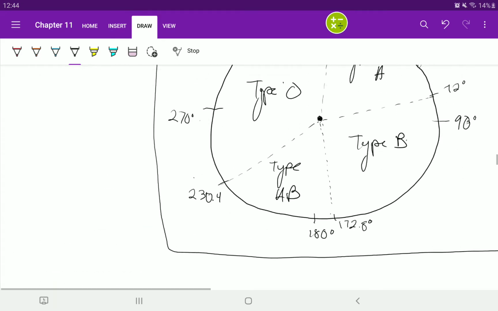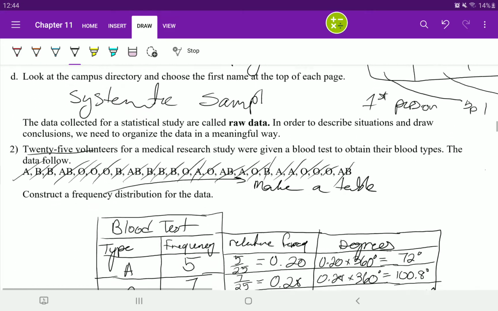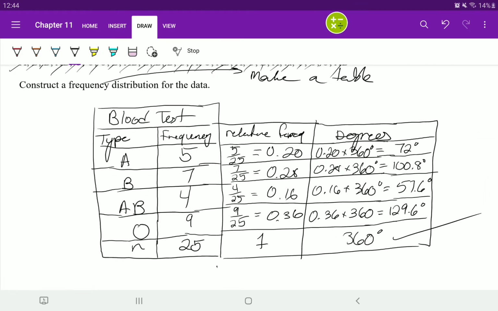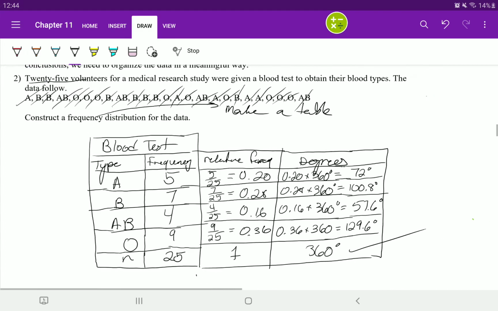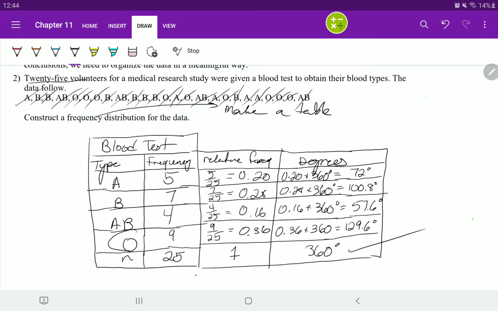And if we go back to question 2, we realize that we created a categorical frequency distribution. Now, the mode is the data value with the highest frequency. So in this case, if I ask you what is the mode of this categorical frequency distribution for question number 2, the answer will be O. Why O? Because O has the highest frequency. O has 9 values. There are 9 volunteers with type O blood.